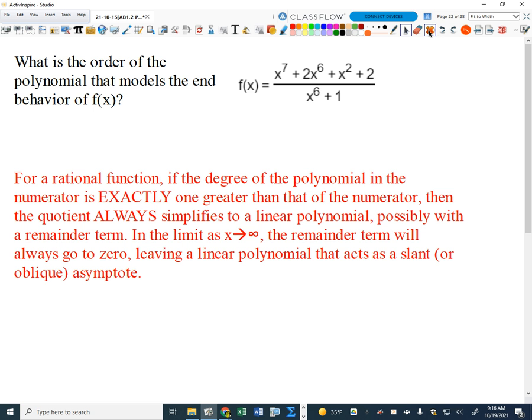So just before we do that, though, as a rule, for a rational function, if the degree of the polynomial in the numerator is exactly 1 greater than the degree of the, that's supposed to say denominator, isn't it? Let me fix that.